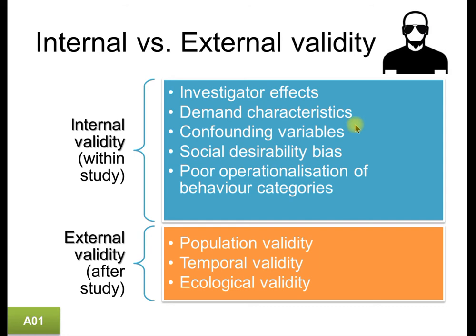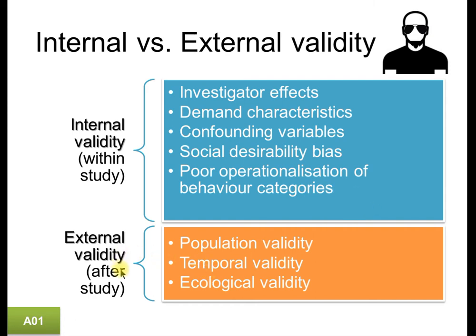Confounding variables, these are ones that you haven't accounted for in your study, so these are extraneous variables that could provide an alternative explanation for the results. Social desirability bias, my favourite, and one of the biggest issues in psychological research. Are you asking people to behave in a way that by doing so they want to portray themselves in the best possible social light? And of course, poor operationalization of behavior categories, or indeed the dependent and independent variables.